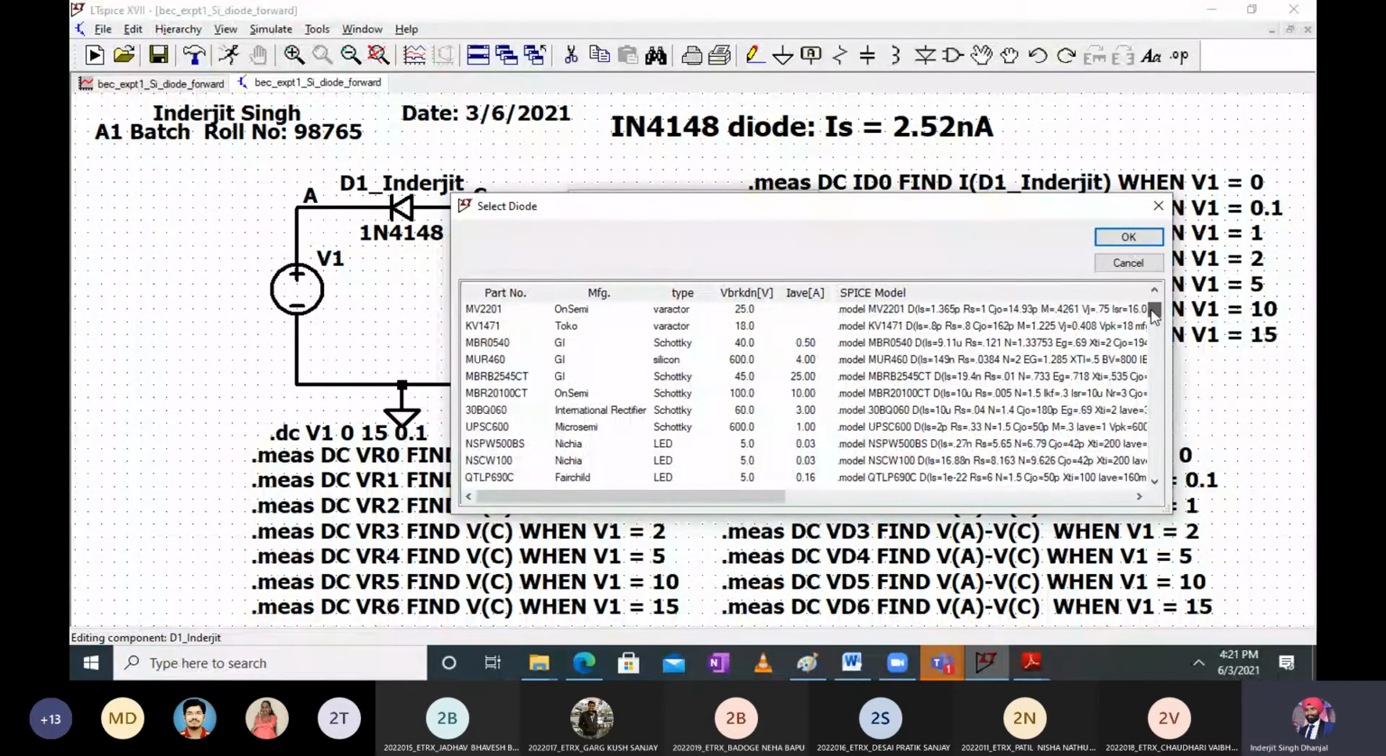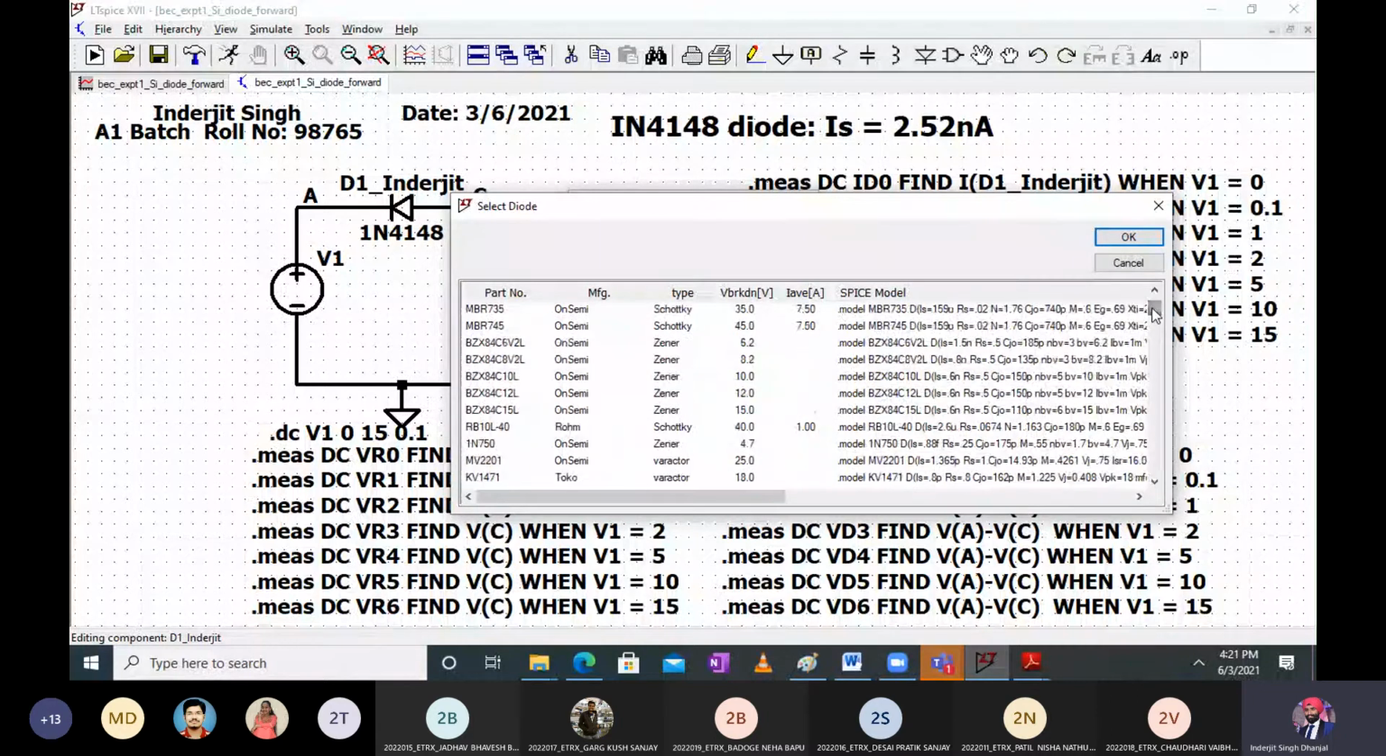I can select any one. You can select in the range of 6.2, 8.2, 10 volts. It will not matter. So I'm selecting, let's say, 8.2. Breakdown voltage is 8.2. We'll cover the Zener diode in the class, don't worry about it. Its leakage current is slightly less. So the breakdown voltage of the Zener diode in reverse bias is 8.2. Then click on OK.